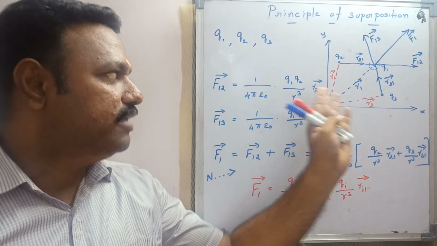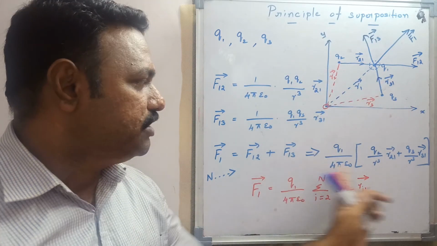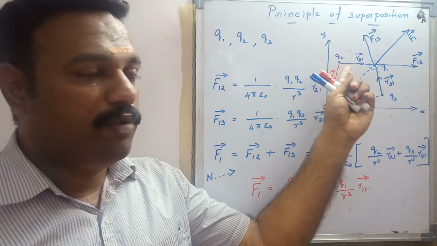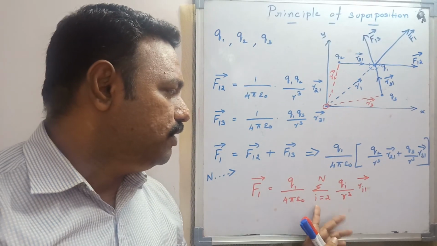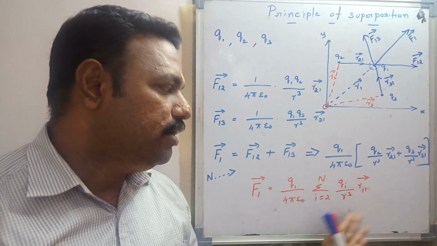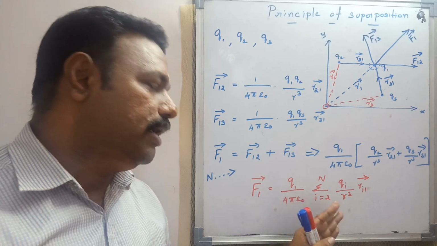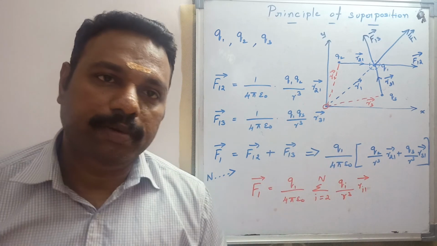Here we have taken an example with a 3 charge system, and the equation is created. If it is for n number of charges, then you can use a mathematical equation, that is i equal to 2 to n, and then you will get the force on the first charge. Okay, so this is about the principle of superposition.